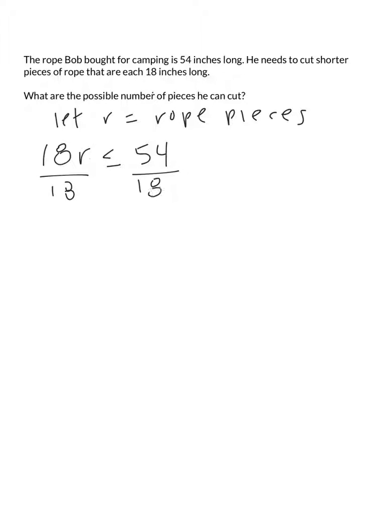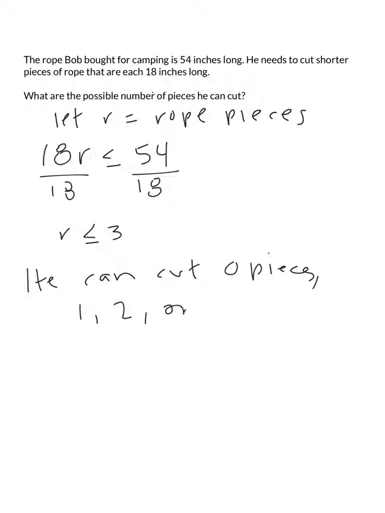So R is less than or equal to 3, which means he can cut 0 pieces, 1 piece, 2 pieces, or 3 pieces of rope.